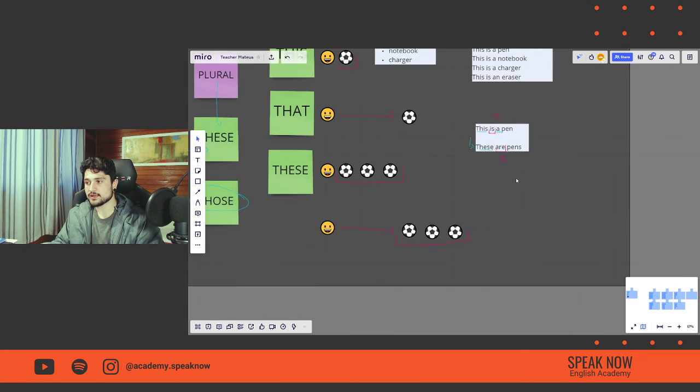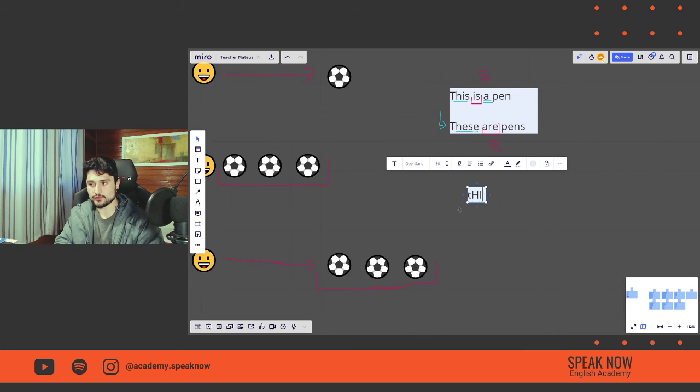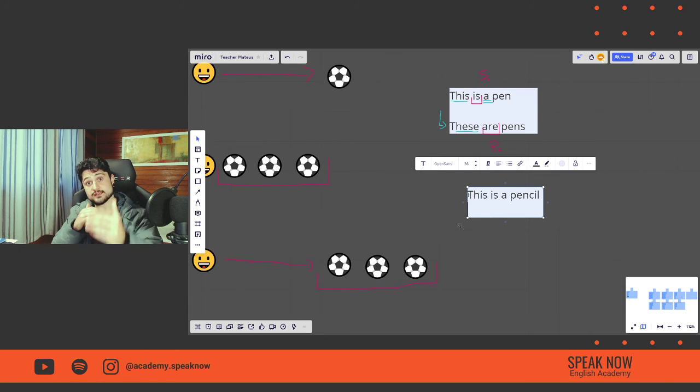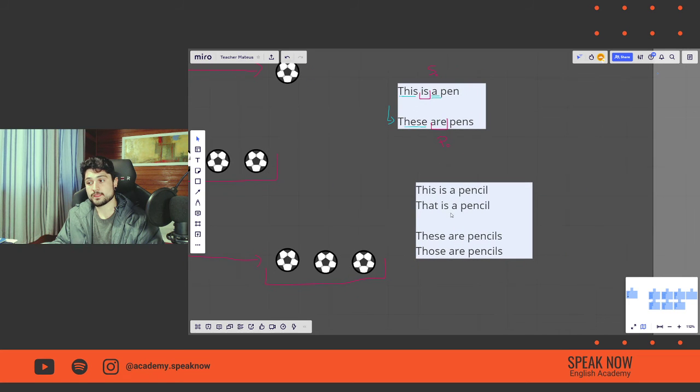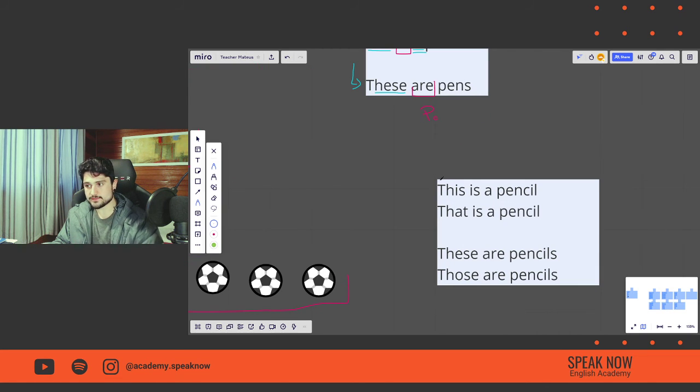And then you see, I could say, for example, this is a pencil. Yes, the object that we use to write. If it is distant, I would say that is a pencil. Singular, right? These two sentences are singular. In plural, I would say these are pencils. Or if it is distant, those are pencils. So that's pretty much it. Singular, this close to you, that far from you.